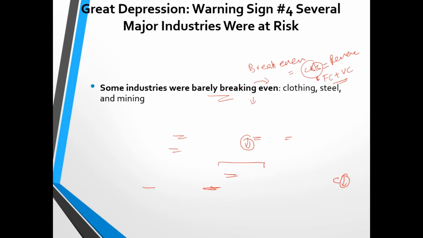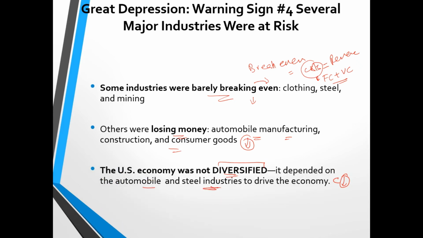Now coming to another warning sign, that the industries were barely making even. Break even is when the cost equals revenue, and if you look at the curves, you would be able to understand that the cost includes both the fixed cost and the variable cost and all types of costs. Others were losing money: automobiles, manufacturing, construction and consumer goods. Again, C was declining and so investment also starts declining. The US economy was not diversified. Again, it depended more on these types of exports like automobile and steel industries to drive the economy.